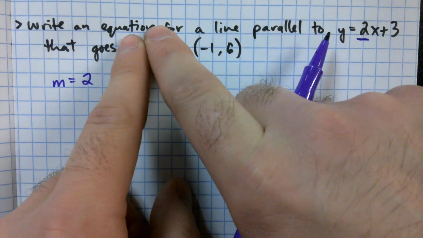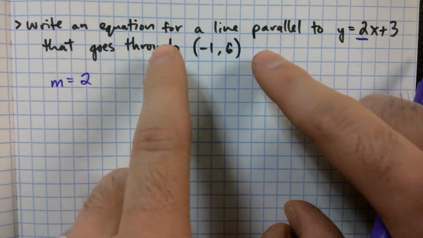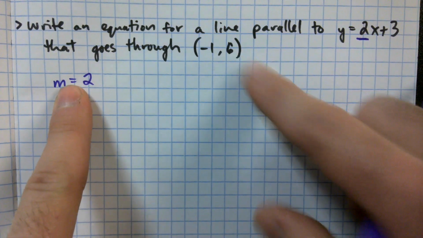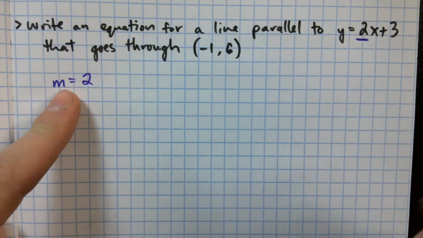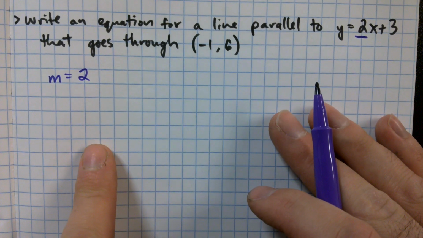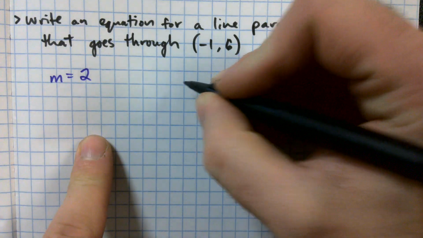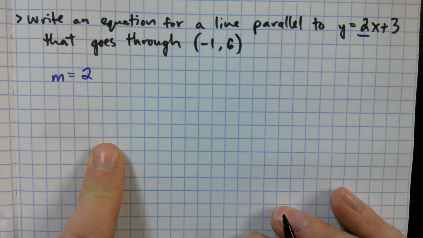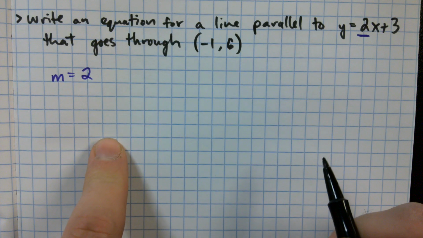We have to write an equation for a line with the same slope as this line that goes through this point here. So we know what the slope of my new line has to be because parallel lines have the same slope. That part's easy. But what can I do now to figure out what my b is? What did we just do to figure out if this was on the line? We plugged it in.